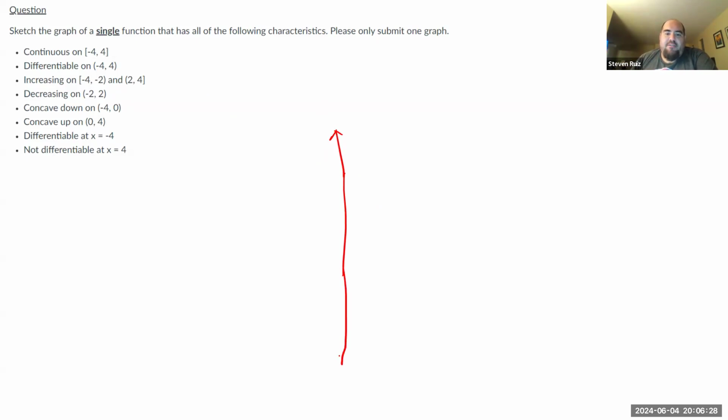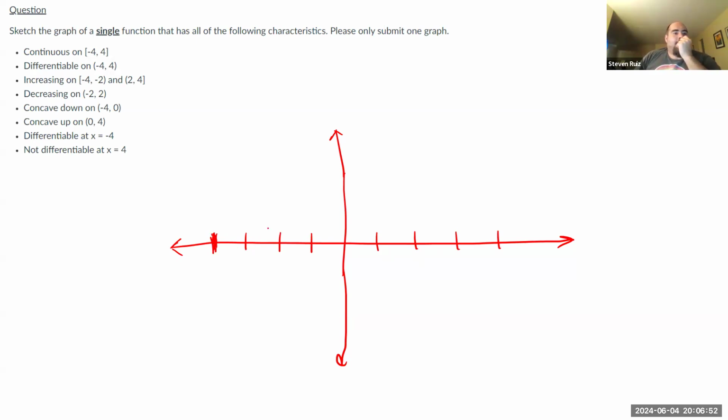So let me draw the XY plot here. The only things that are mandated here are happening between -4 and +4. So -1, 2, 3, 4. Before we start drawing anything, let's get a sense of all the things that are being asked of us. It's continuous on this entire closed interval. It's differentiable on the entire open interval, so maybe not including the endpoints.